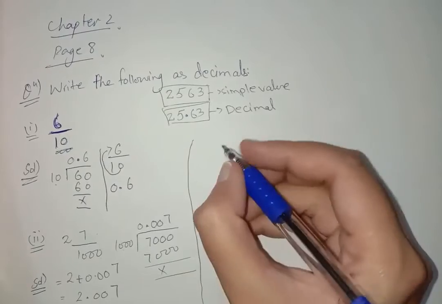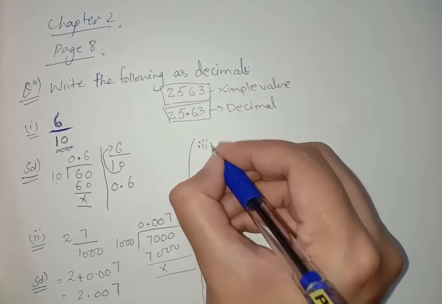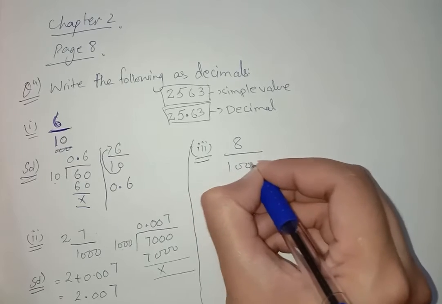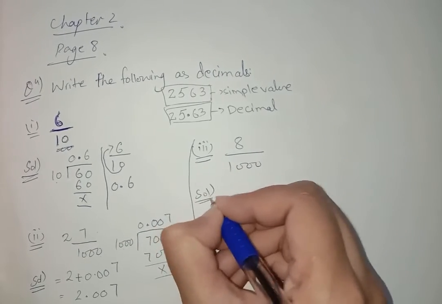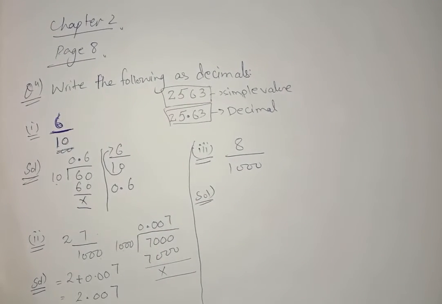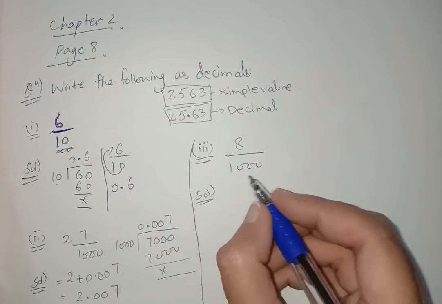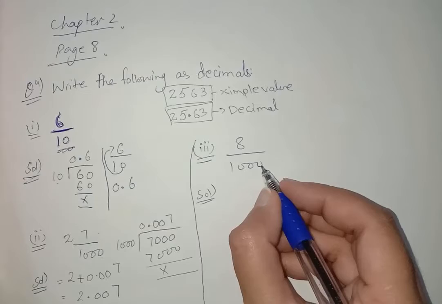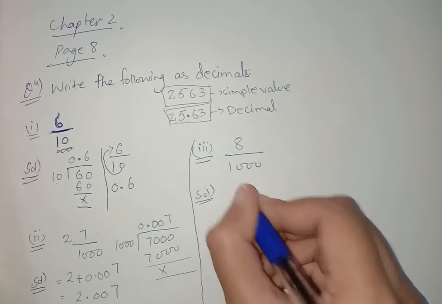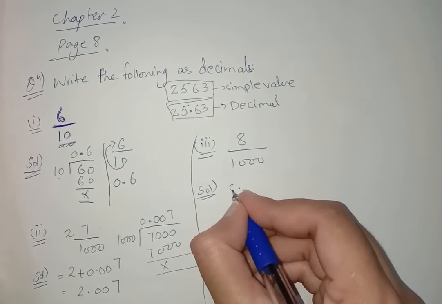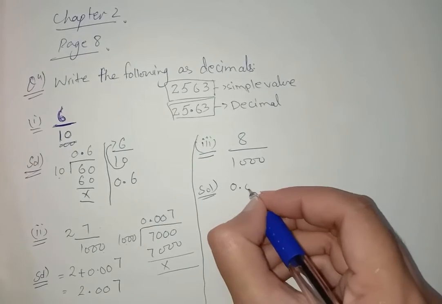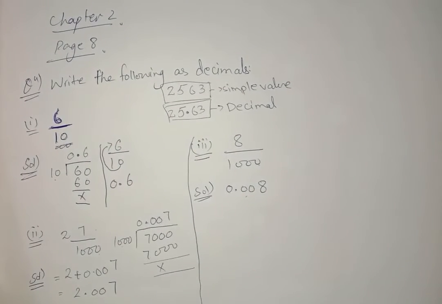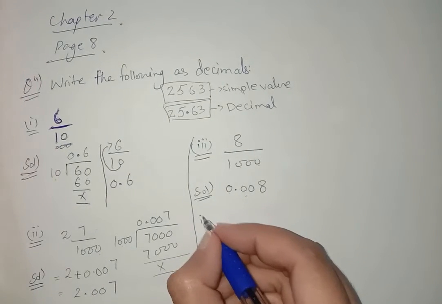Now question number 3, which is 8 divided by 1000. One method is that you have to divide them, and the second method is that we can place 3 zeros here. We can place a point, 1 0 before the point, 2 zeros after the point, 3 zeros lie here, and 8. I hope you can understand it.